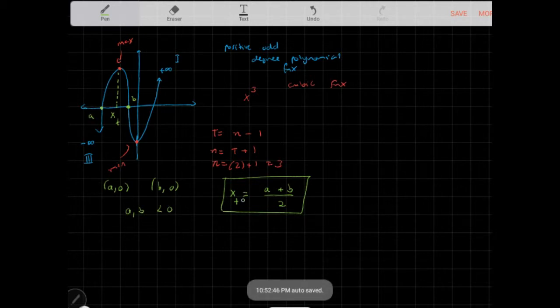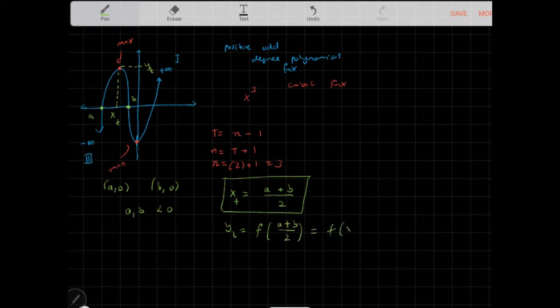Okay, and if you wanted to figure out the y value of the turning point, which is the maximum point in this case, the y value of the turning point is basically f of (a + b) / 2, or you can just plug in f of the x value. You plug the x value of the turning point into the function to find the y value, just like how you're used to doing it. So this is a really useful idea to understand.